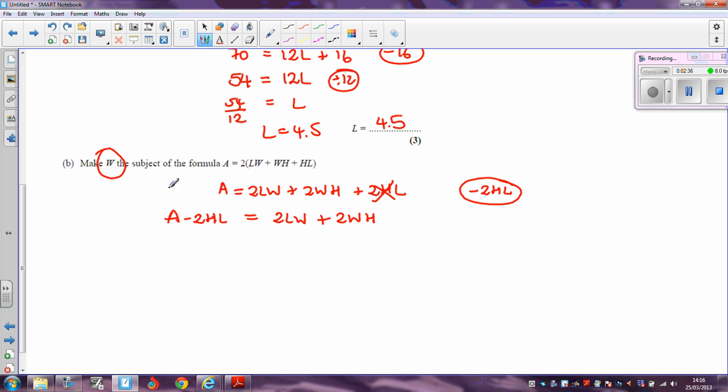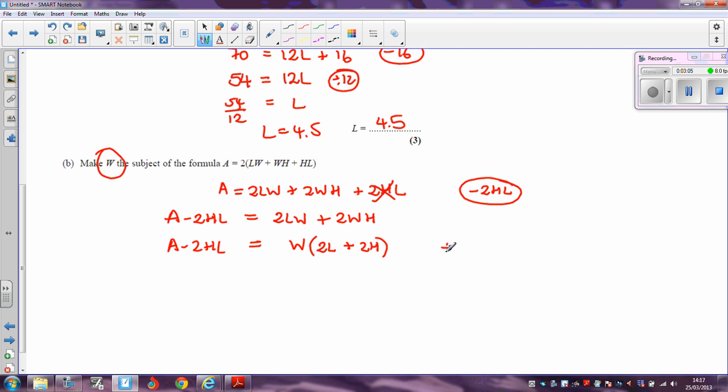But how can I make W the subject when W is here and here? Well, the secret is to factorize. So my left hand side is still A minus 2HL. The right hand side I'm going to factorize by taking out the common factor W. So if I take W out of here, what do I multiply W by to get 2LW? Well, that's going to be 2L. What do I multiply W by to get 2WH? Answer 2H. So I've now factorized the right hand side.